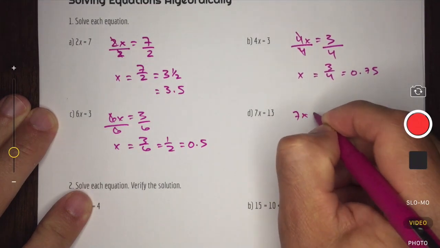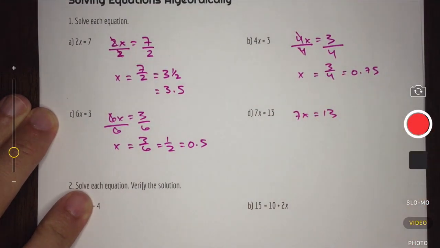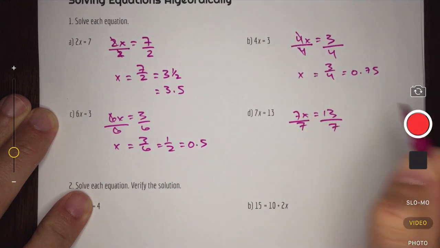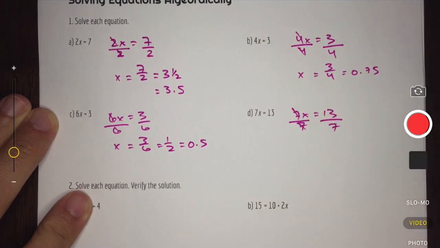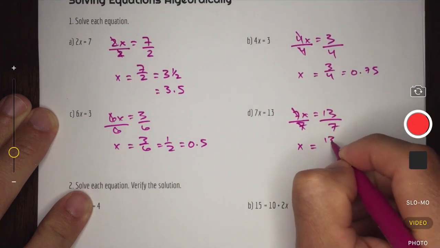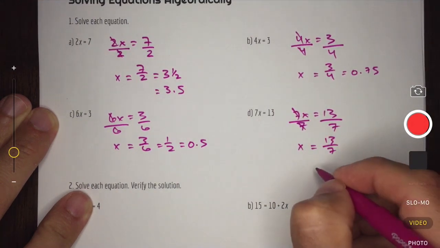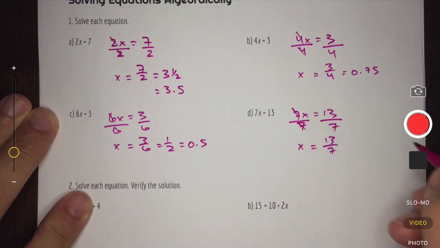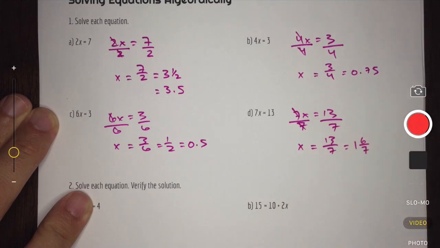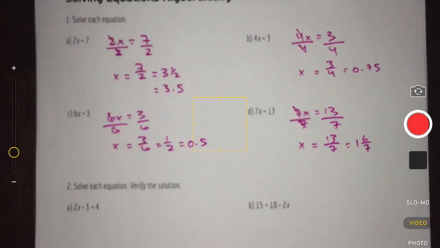And lastly, 7x equals 13. Again, what do I have to do to get x all by itself? Well, I have to divide by 7, so I have to divide both sides by 7. When I divide 7x by 7, those cancel out, so I'm going to be left with x, and I'm going to be left with 13 over 7. If I was to simplify this down, it's going to give me 1 6/7 as a fraction, and if you are using a calculator, you can calculate that. I haven't used a calculator, so I'm going to leave it at that.